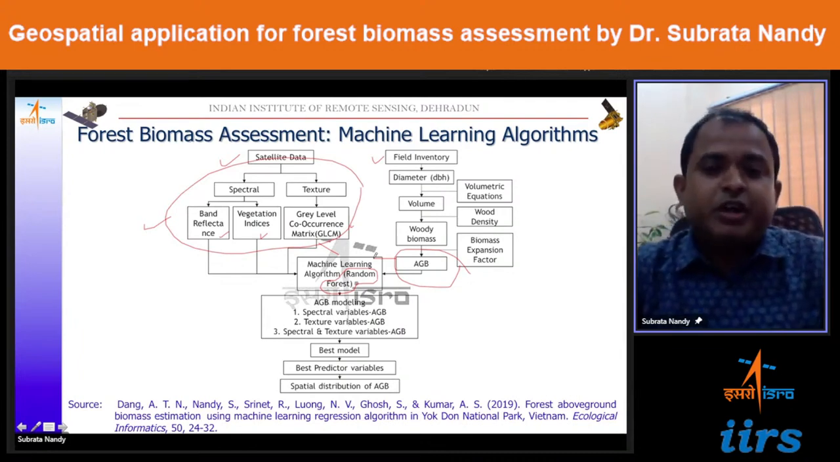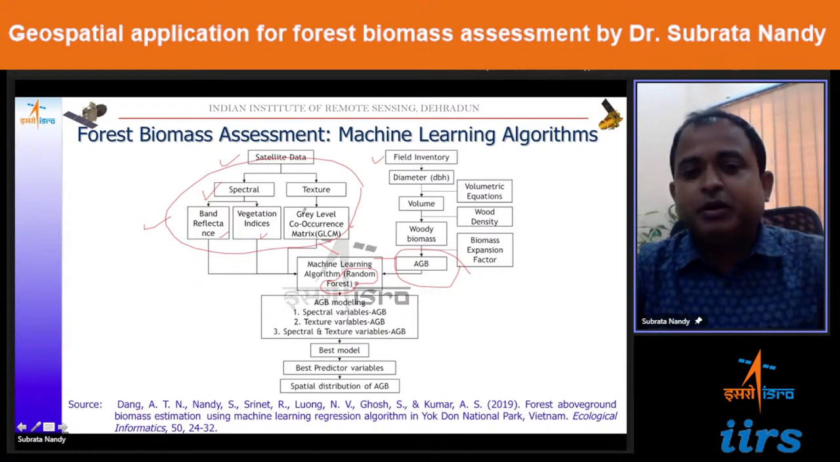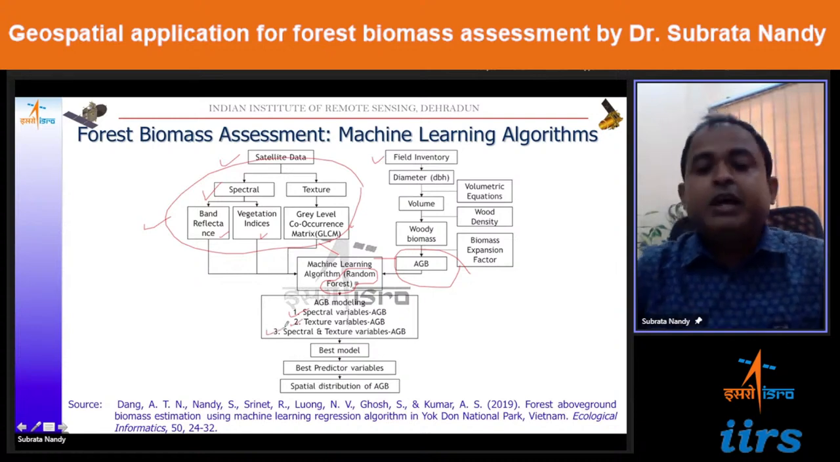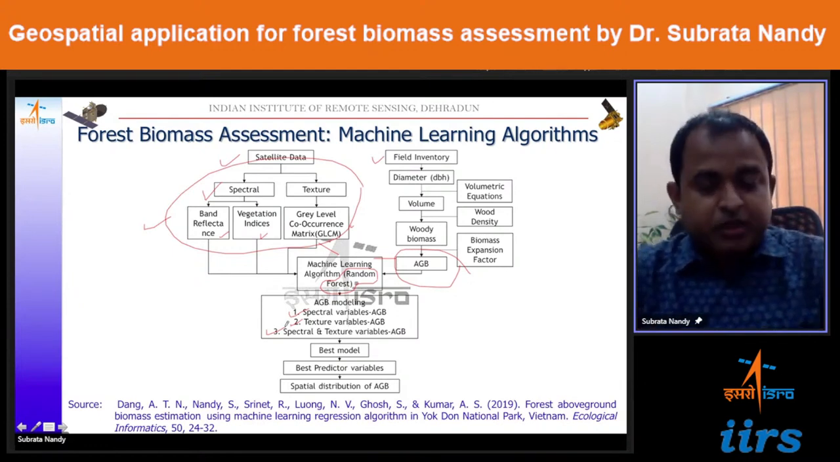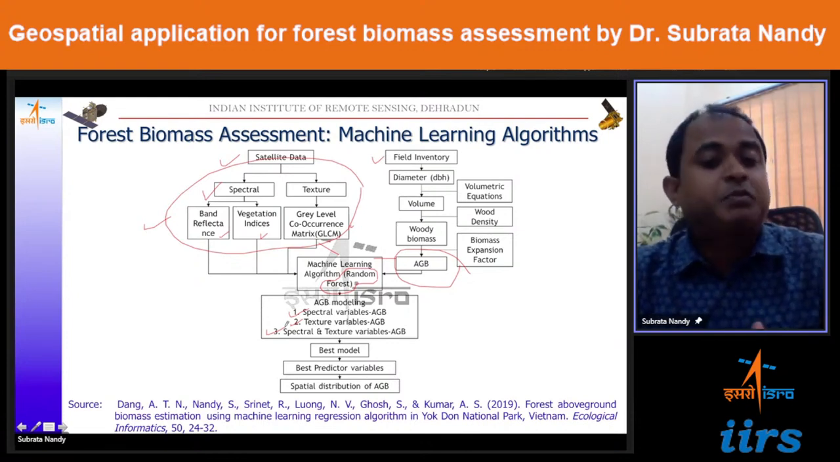Here we have independently taken spectral variables at one time and related them with biomass, then texture variables with biomass, and then a combination of spectral and texture variables and related them with the biomass. And what we have found in this case is which is the best model. And after getting the best model, we have tried to identify the best predictor variables.